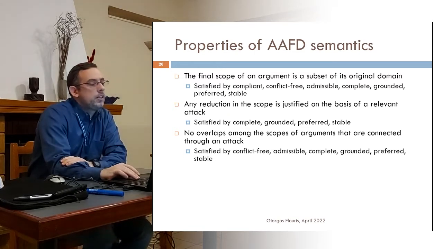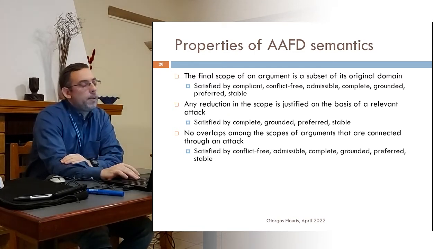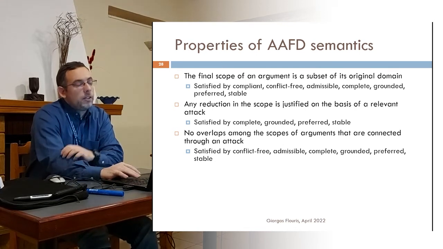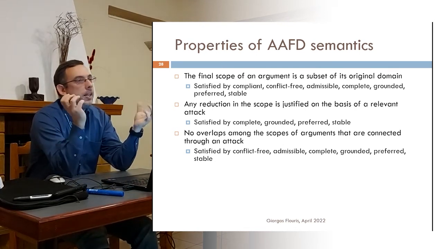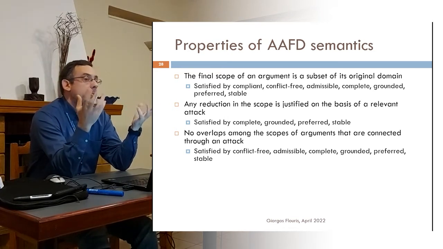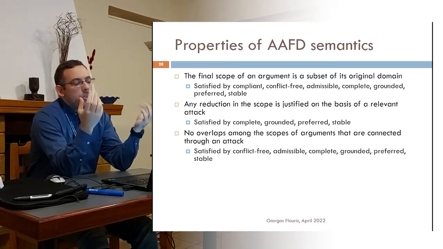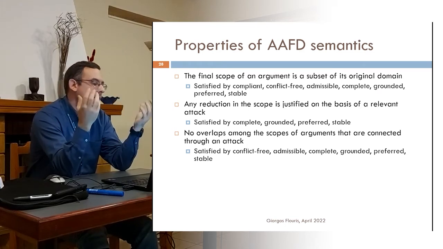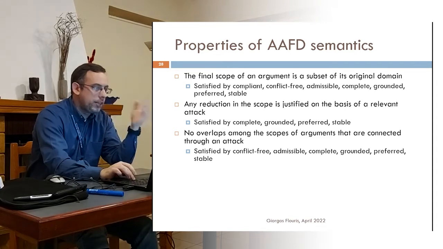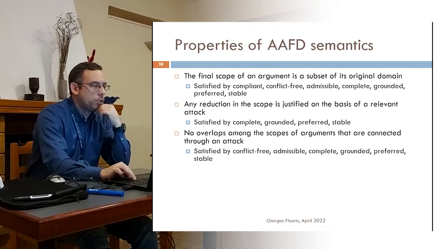The third one is that we should not allow overlaps among the scopes of arguments that are connected through an attack. This means that if I have two arguments, let's say A and B, and there's an attack between them, and they have common elements, these common elements cannot appear in both. You either remove them from one or the other, or maybe from both, but you cannot keep them in both. And this is satisfied again by almost all our semantics.